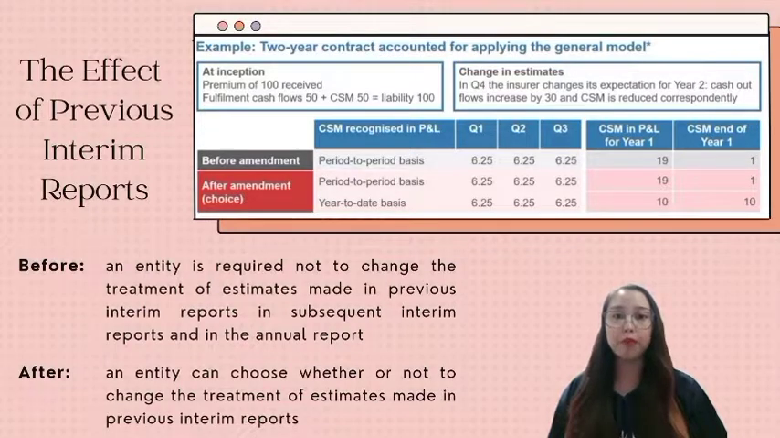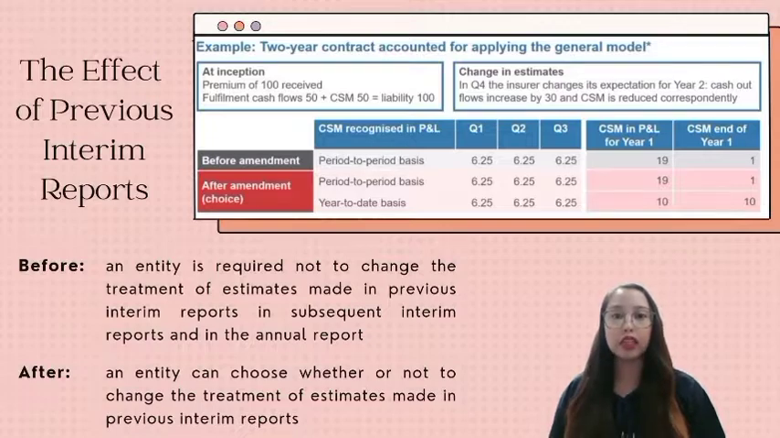After po ng amendment, pinapayagan na po ng IFRS 17 ang pagpili po ng accounting policy kung papalitan po nila yung treatment sa estimates made in previous interim reports. Yung choice daw po na pipiliin ni entity, ito po dapat yung i-apply sa lahat ng insurance contracts issued and reinsurance contracts held nila. Para po mas maintindihan natin yung amendments, punta po tayo sa example.